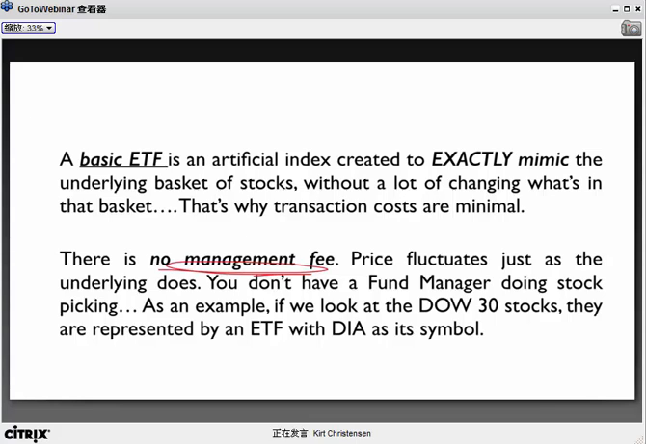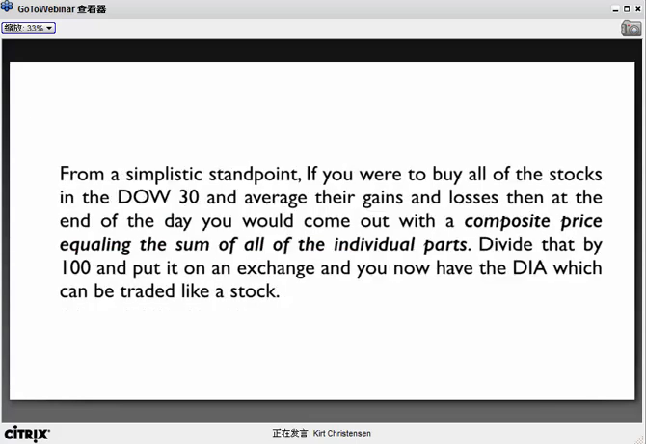Now, an ETF can be any one of 1,000 different configurations. For example, if for some reason you thought Malaysia is going to be super hot, Malaysia stocks are going to go through the roof, well, you could just simply buy a Malaysian ETF with one transaction, pay your $5 or $10, just like you pay for a stock or equity, and you could invest in the entire Malaysian stock market.